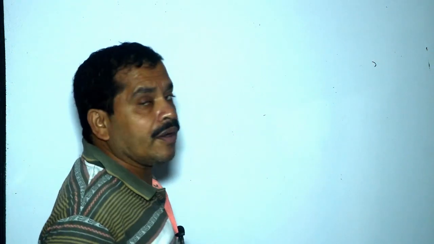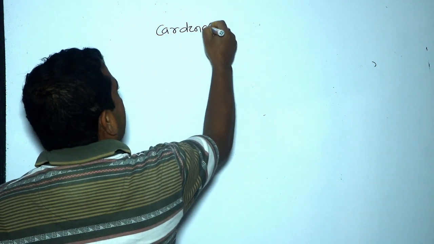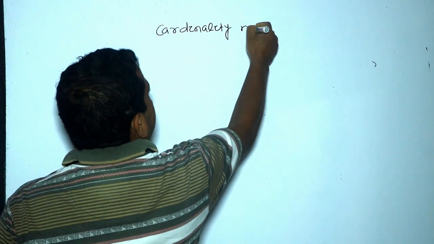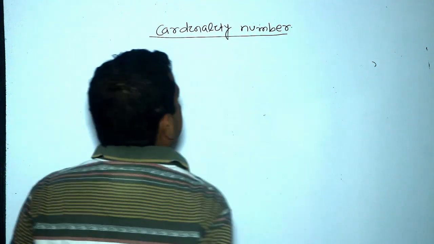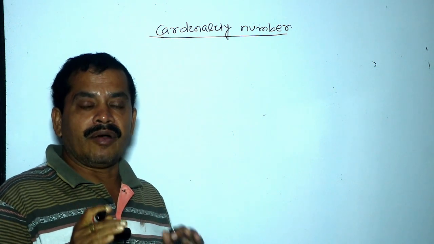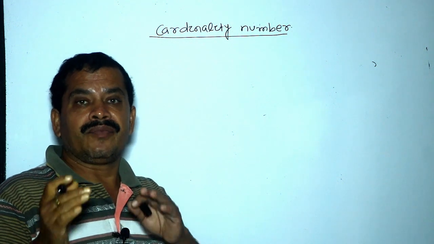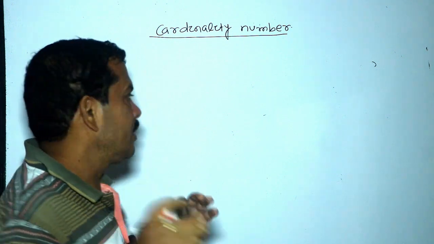This is the description of a set. So a set can be described in two different ways: one is roster form, another is set builder form. Next, cardinality of a set. Cardinality number. What is the cardinality number of a set? The number of distinct elements present in a set is known as the cardinality number of a set.